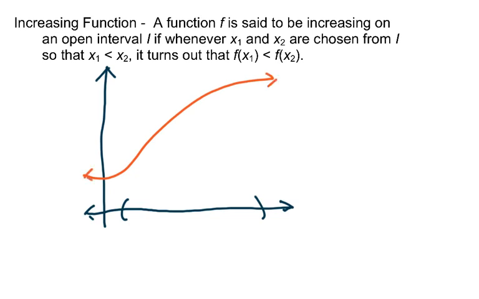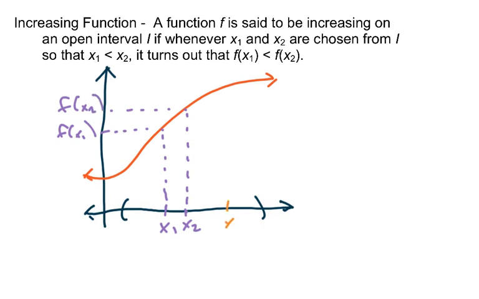And it doesn't matter where I pick my x1 and my x2. Any time I pick x1 and x2 in that interval I, is it true that f of x1 is less than f of x2? And that would be true if I put them right here. If I chose them over here, like maybe x1 and x2 are way up here over near this edge, is it still the case that f of x1 is less than f of x2? It's close, isn't it? But f of x1 is still less than f of x2.